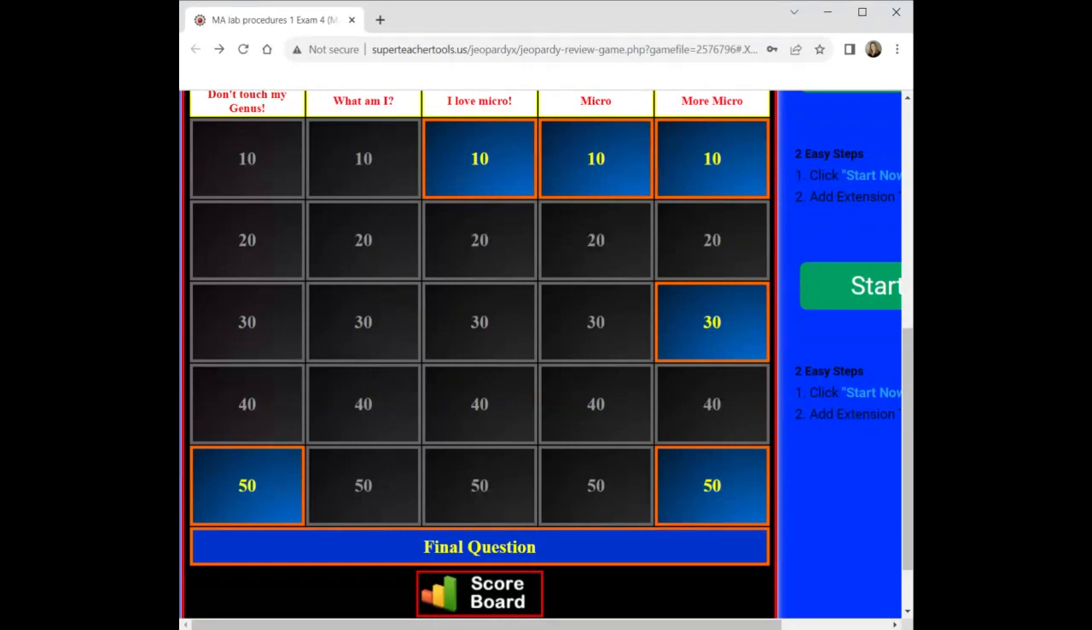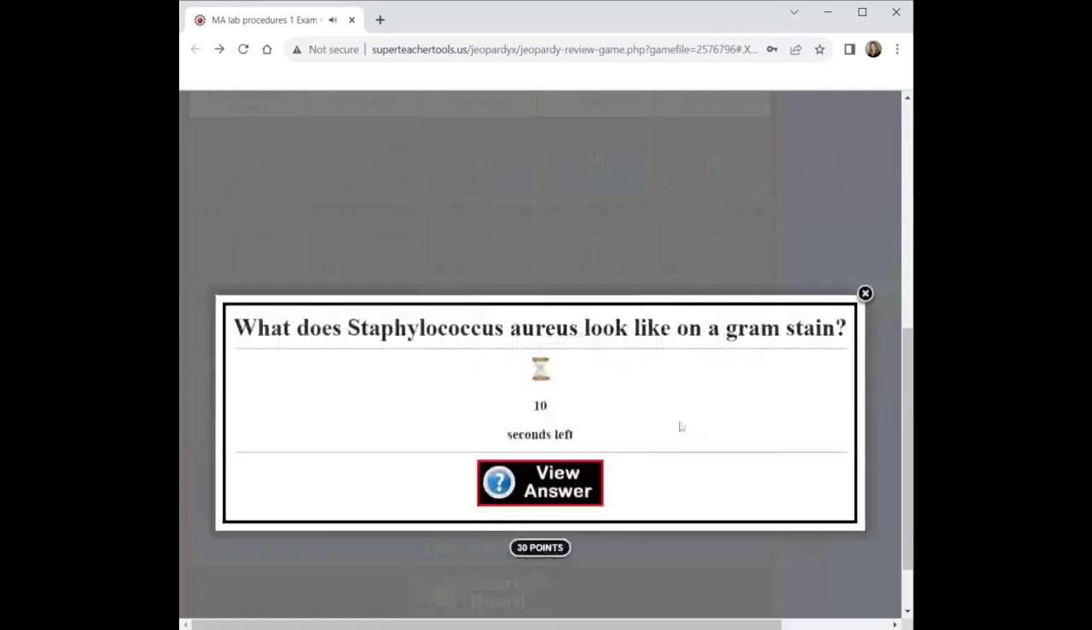Who are we on? Are we on Mary and Ramsey, right? Mary, do you want to do more micro for 30? Yeah, we can do that one. Okay. What does Staph aureus look like on a gram stain?